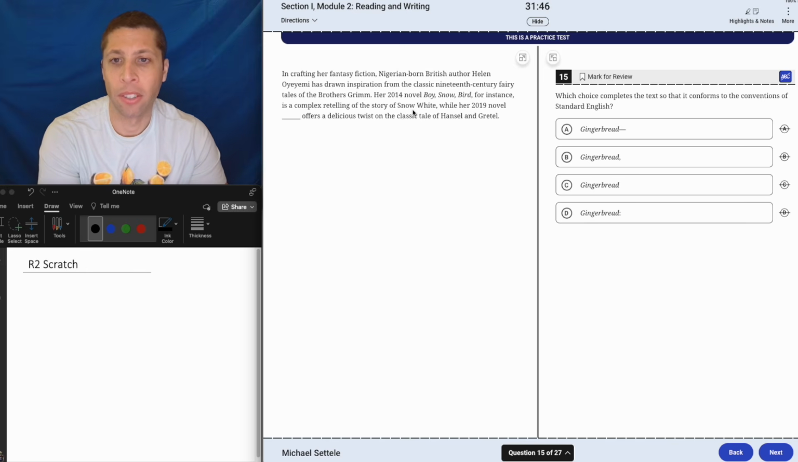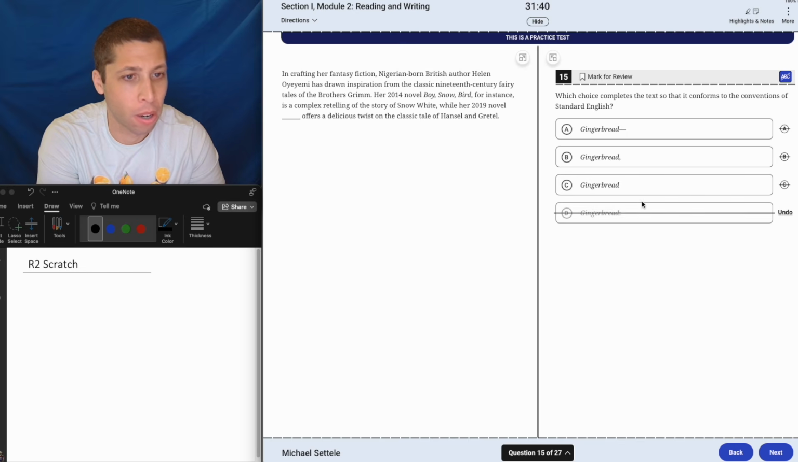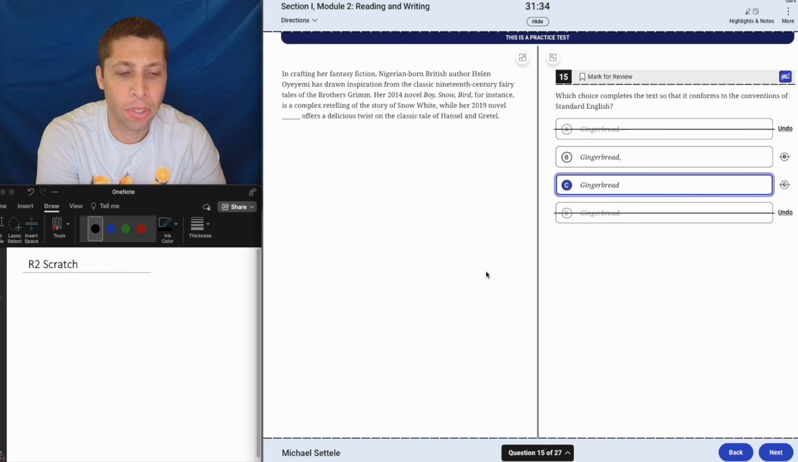Boy Snowbird, for instance, is a complex retelling of the story of Snow White, while her 2019 novel Gingerbread, that's wrong. And this would be wrong too, offers a delicious twist on the classic tale. So there's no reason for a comma here, right? Her novel Boy Snowbird, so there's commas in there, but they're just for the title. And then the "for instance" is adding the commas. So there'd be no commas otherwise.